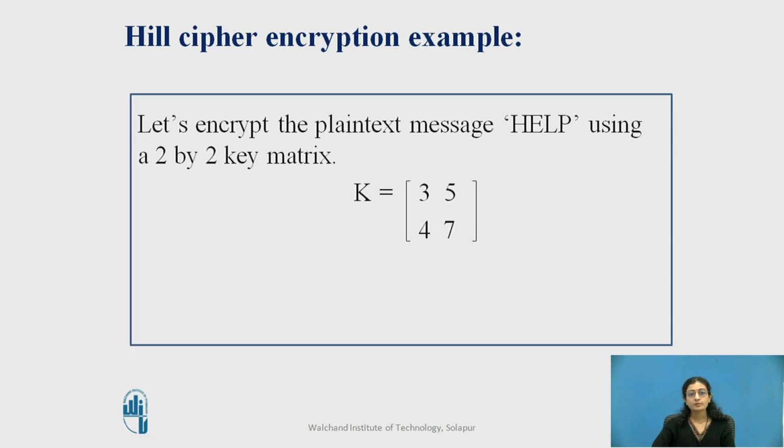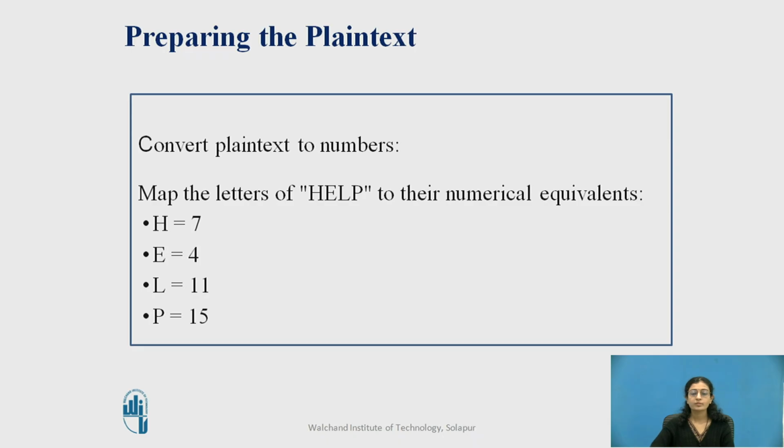Now let's encrypt the plaintext message HELP using a 2 by 2 key matrix, which is shown on the screen. First we have to prepare the plaintext. For that we convert the plaintext to numbers, mapping the letters of HELP to their numerical equivalents. H is mapped to 7, E is mapped to 4, L is mapped to 11, and P is mapped to 15.